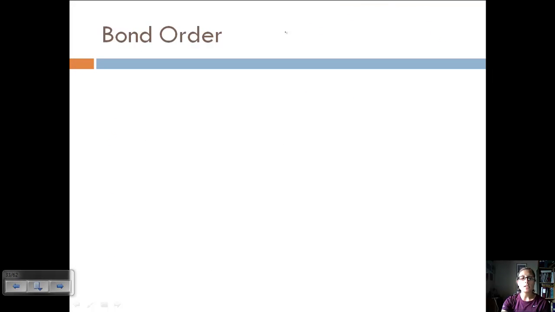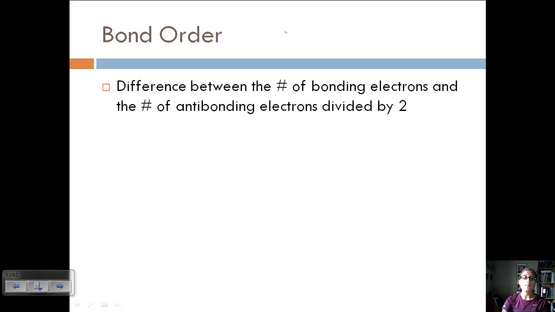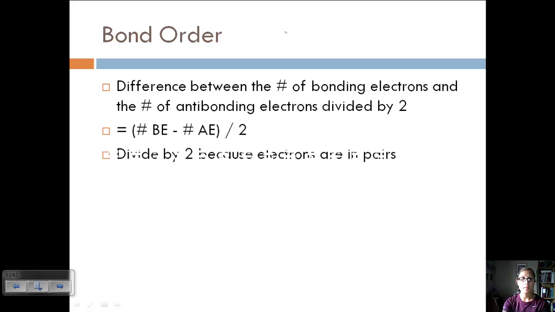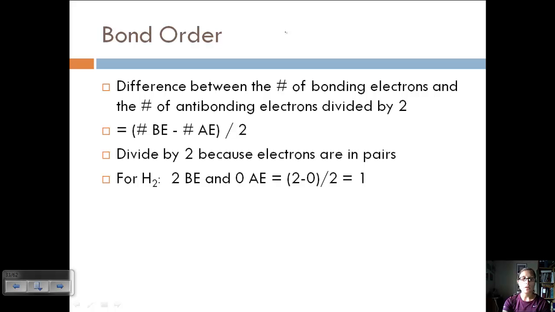Okay, so let's talk a little bit about bond order. This is the difference between the number of bonding electrons and the number of antibonding electrons divided by 2. And we divide by 2 because electrons occur in pairs. Okay, so for the H2 neutral molecule, if you remember, it looked a little bit like this.